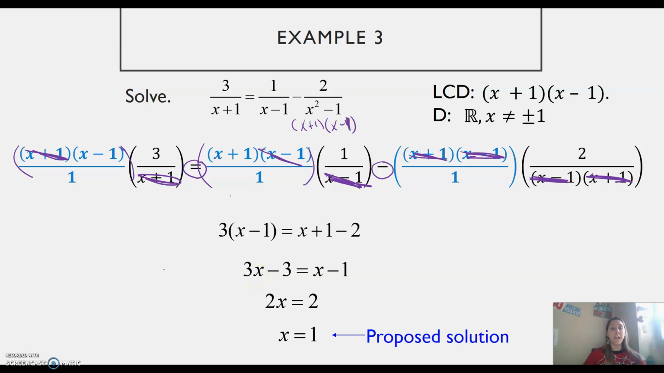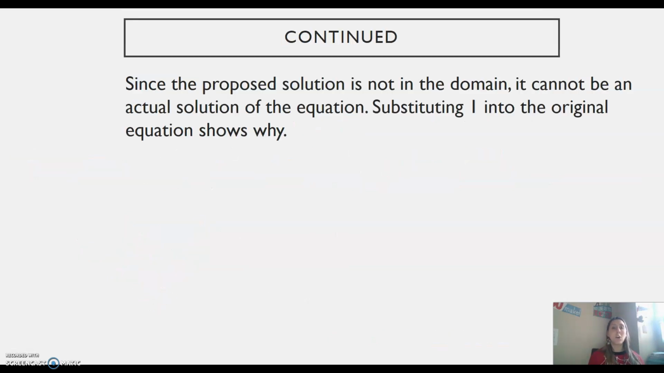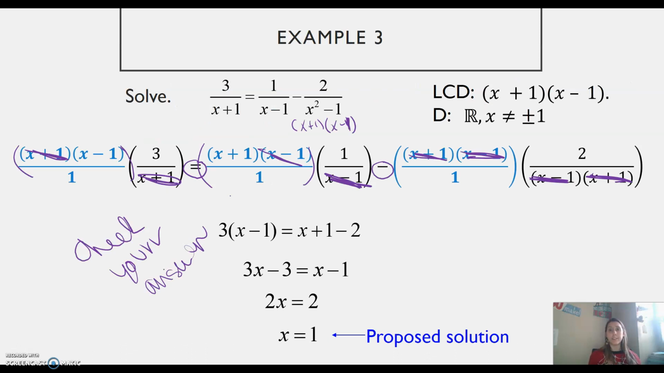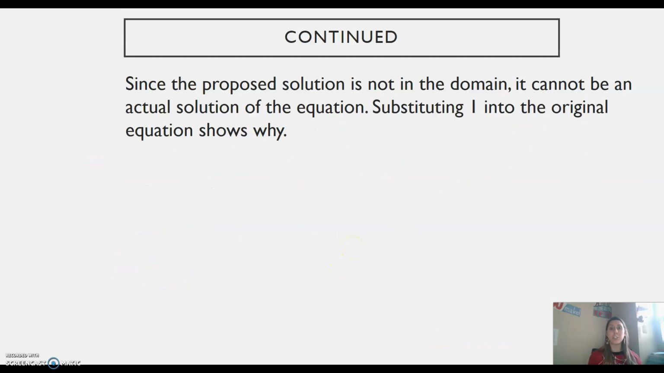Now we have to check our answer. You have to check your answer always. So if we plug in 1, it says since the proposed solution is not in the domain, so notice that we said x cannot equal 1 or negative 1, and we got positive 1 as a solution, we want to make sure we plug it into the equation to find out why.